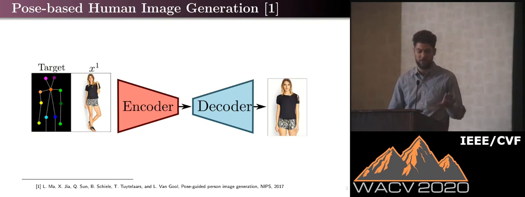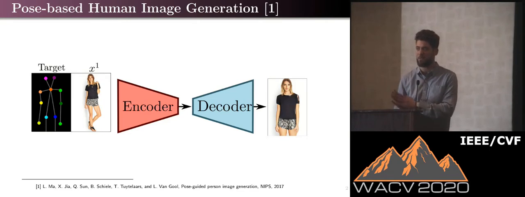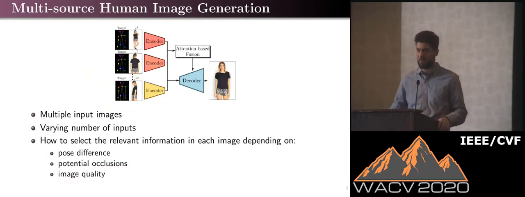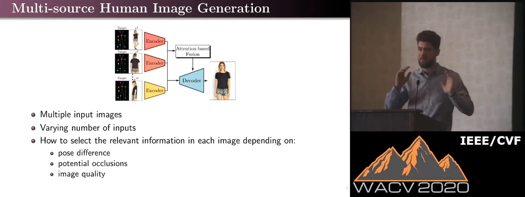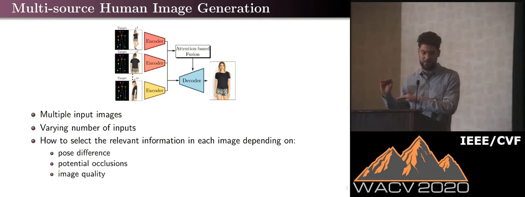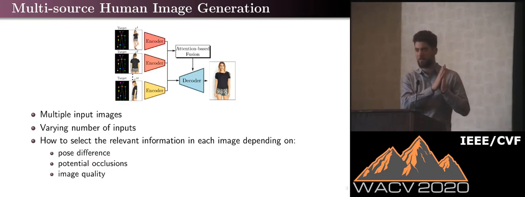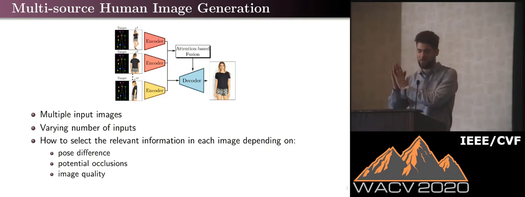So this is an extension of the task of pose-based human image generation, where we have an input image of a human in a given pose, and we aim to generate an image of the same person in a target pose. And unlike the standard state-of-the-art, in multi-source image generation we extend this task to the case when we have multiple input images. Our model can handle a varying number of input images. So we have different input images of the same person in different poses, and we generate an image of the same person in another target pose.